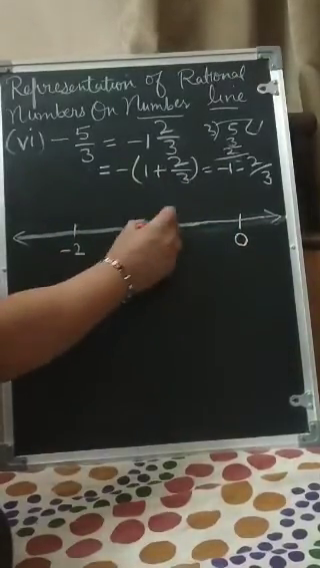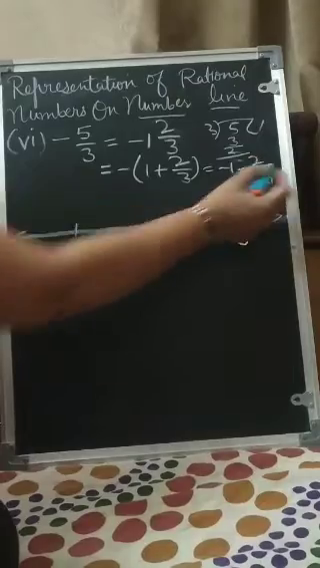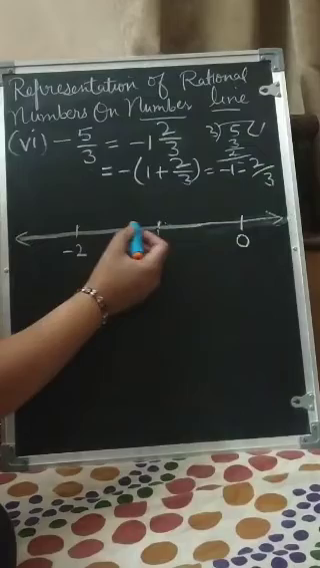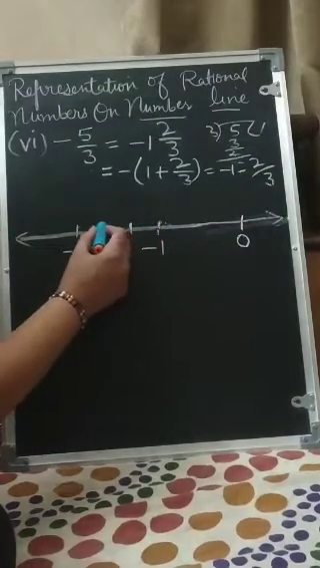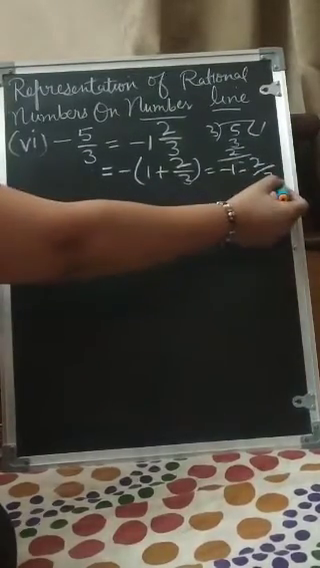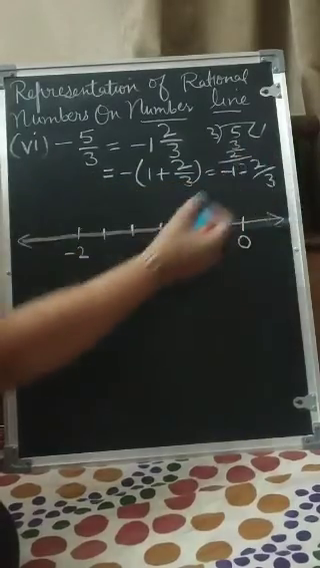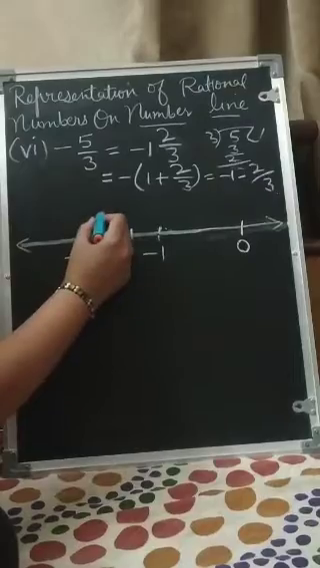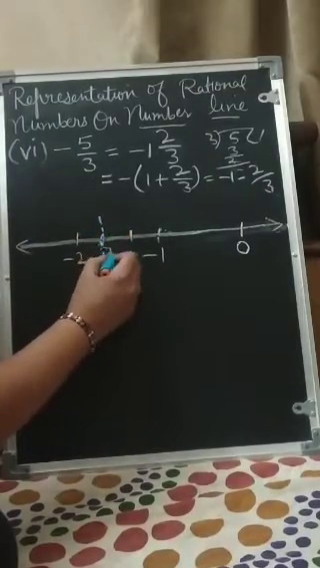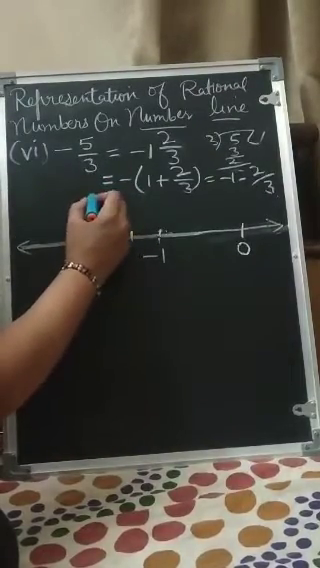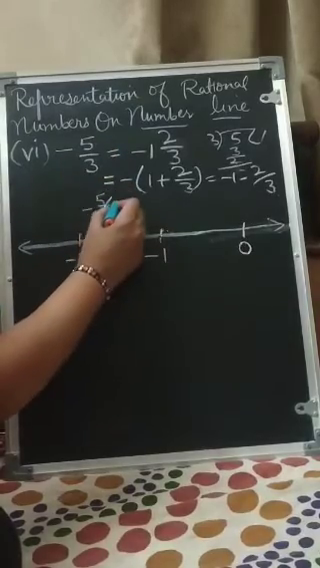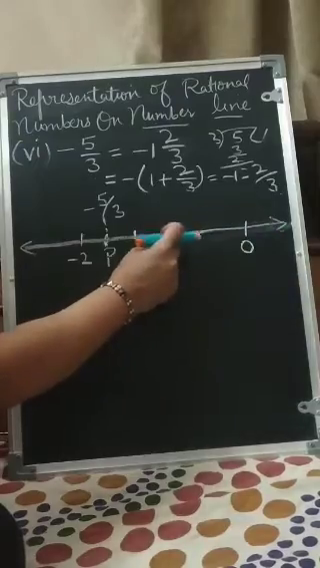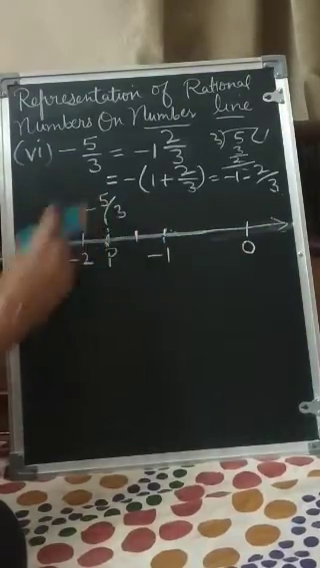-1 we have reached. Now it is -2/3. From -1 to -2 we will take the denominator 3 parts. 1 2 3. Now out of 3 we have to reach up to 2. This is 1, this is 2. This point can be our P point, and it is -5/3. Because our question is -5/3, and we have reached -1 plus minus this, and this is the answer.